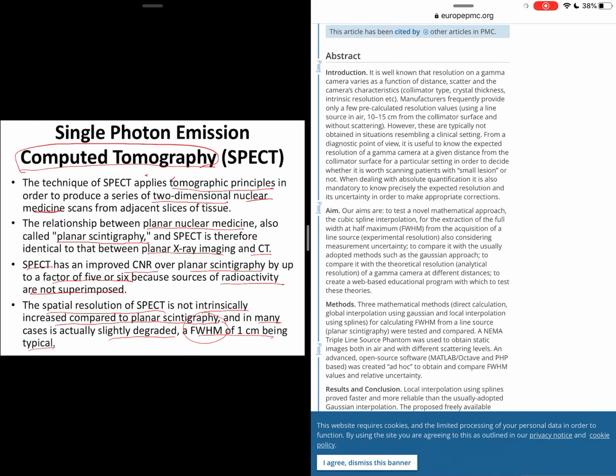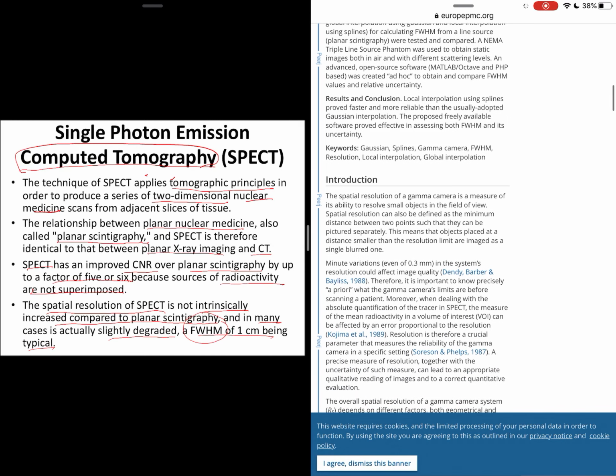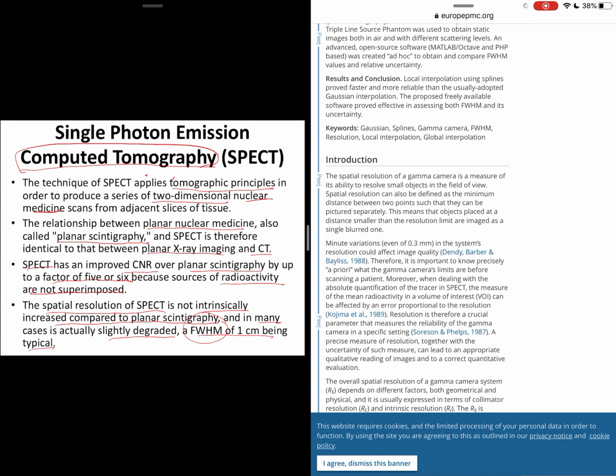So what does FWHM mean? Just in case you don't know what it is, FWHM is the full width at half maximum. It is very related to the gamma camera.